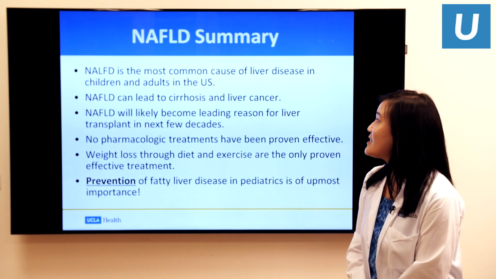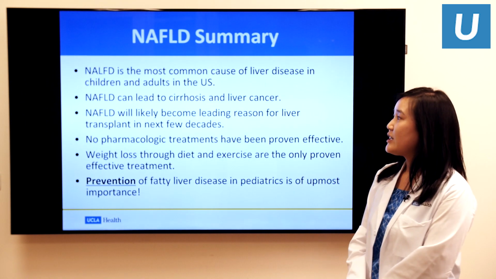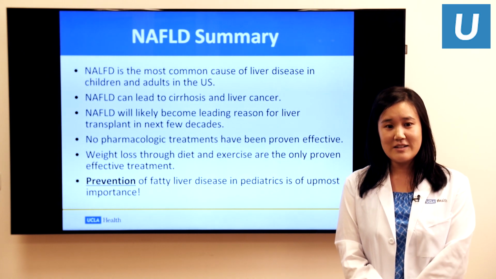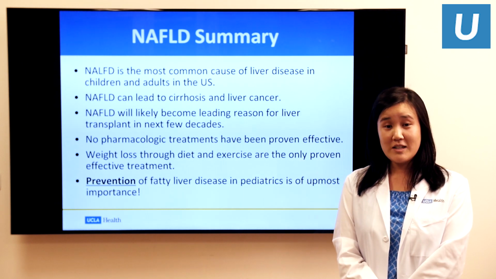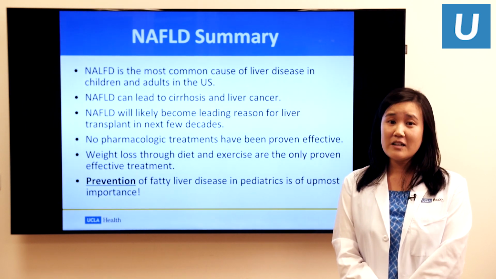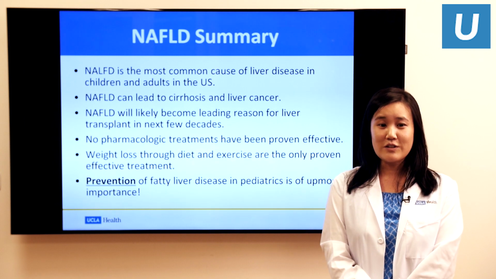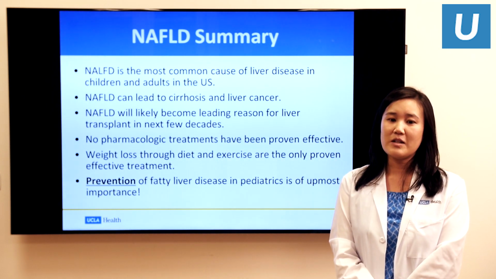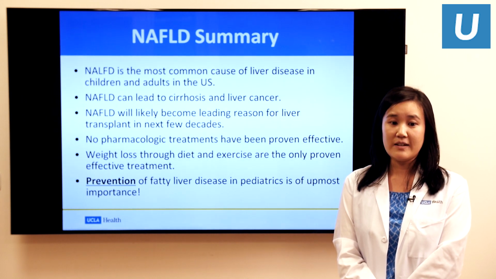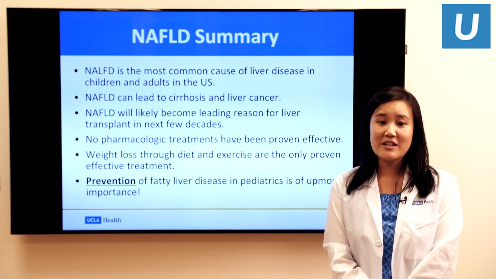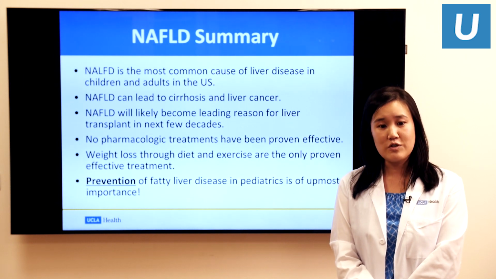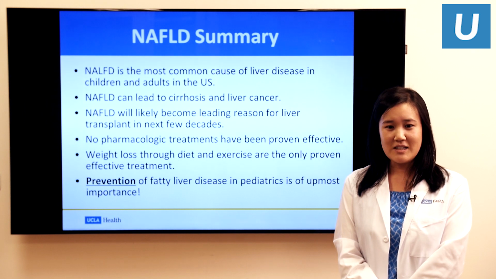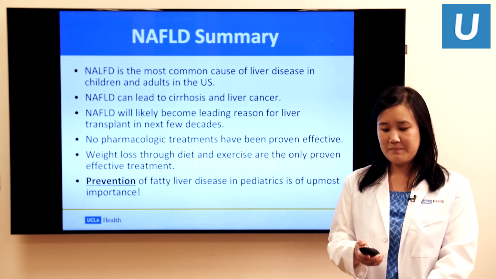So to summarize what we discussed today, fatty liver or NAFLD is the most common cause of liver disease in children and adults in the United States. Fatty liver can lead to cirrhosis and liver cancer, and fatty liver will likely become the leading reason for liver transplant in the next few decades. No pharmacologic treatments have been proven effective definitively. Weight loss through diet and exercise are the only proven effective treatment for pediatrics at this point. And prevention of fatty liver disease is of utmost importance.